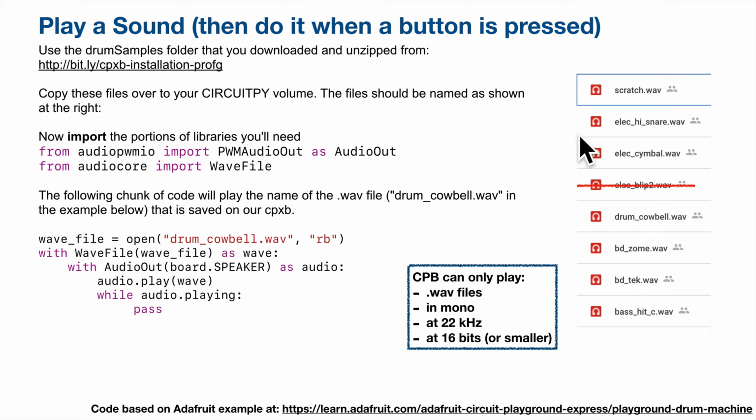The files that the Circuit Playground Bluefruit can play are only wave files that are in mono, not stereo, at 22 kilohertz or smaller and at 16 bits or smaller bit rates. So they're kind of tiny files here, and instead of worrying about the technical details, I've put a bunch of files together for you at this URL, bit.ly/cpxb-installation-profg. And all of those letters are in lowercase.